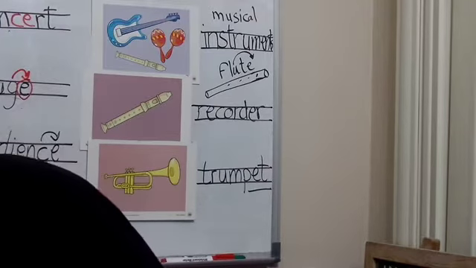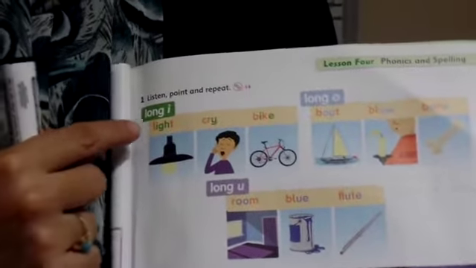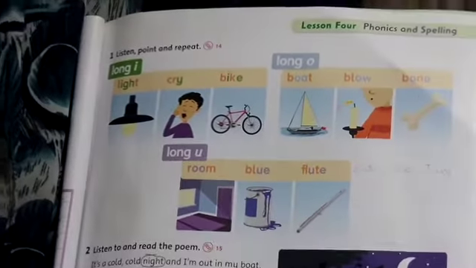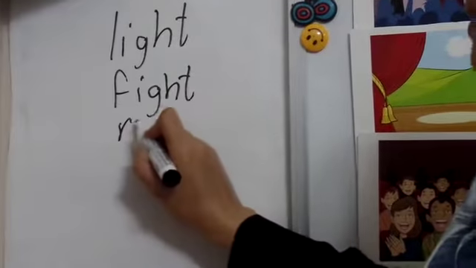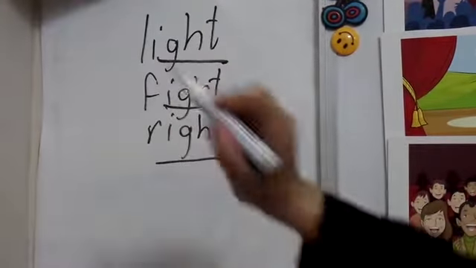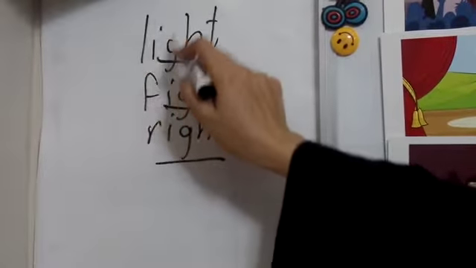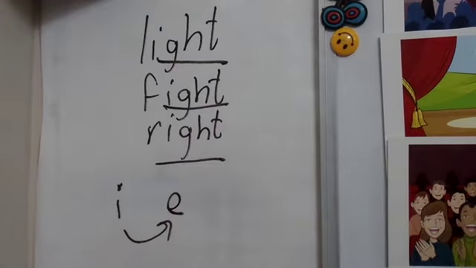If we look at lesson 4, we will have the phonics lesson. It's about letters that say I. What are the letters that pronounce the sound I? We have light, I-G-H, say I. I-G-H together say I. Like light, fight, right. So I have this part of letters, together they say a I. Or I. Here the I says I. And the usual one, when the I is followed by magic E, it says a I.